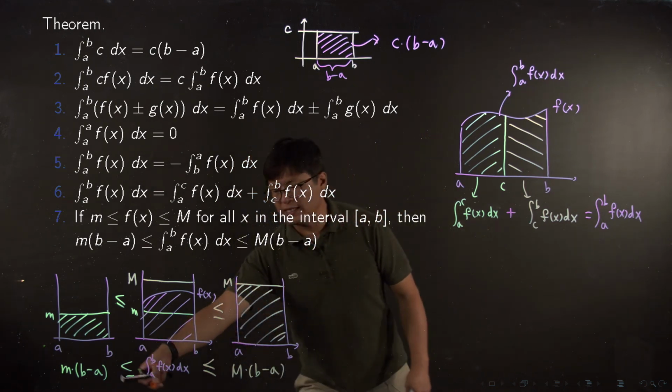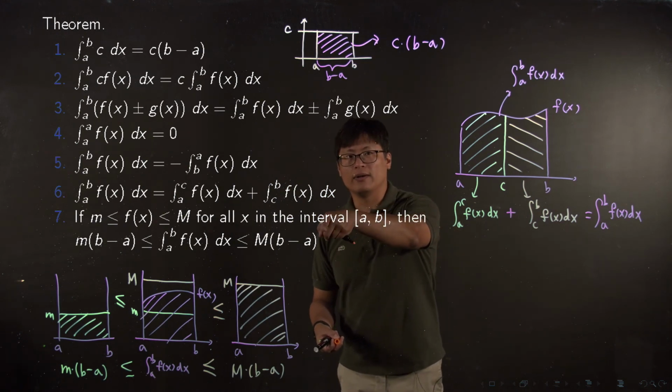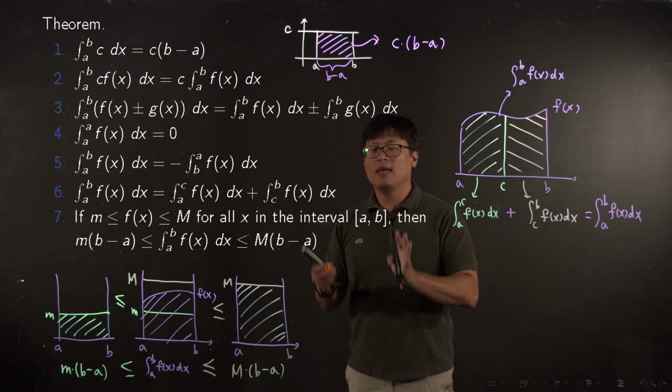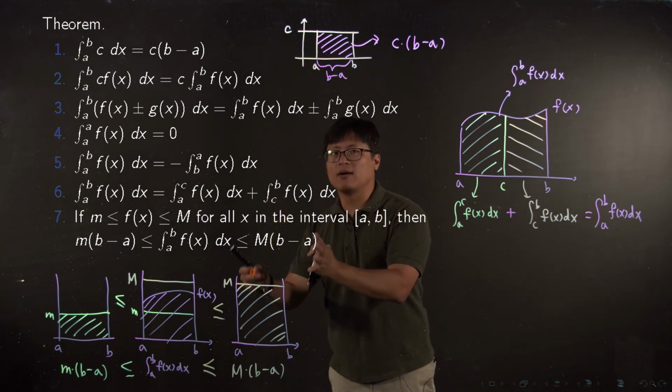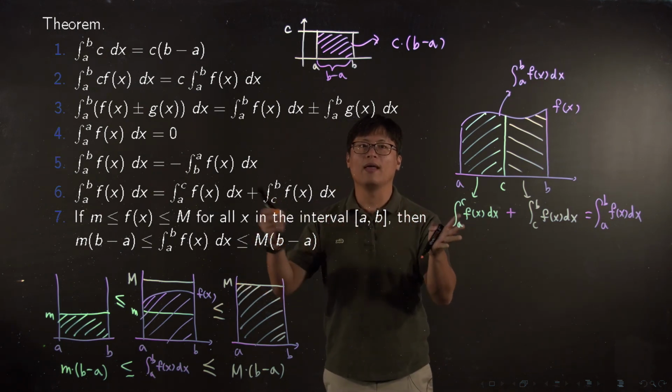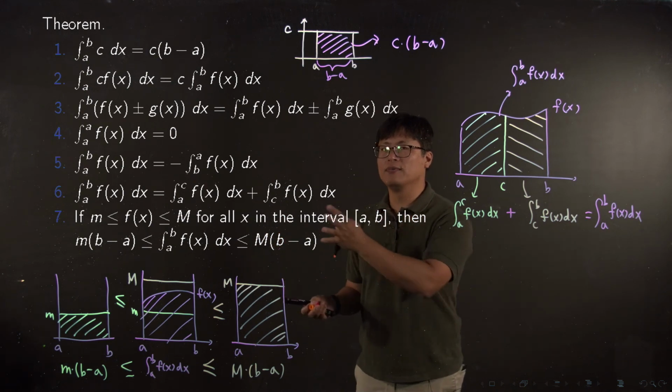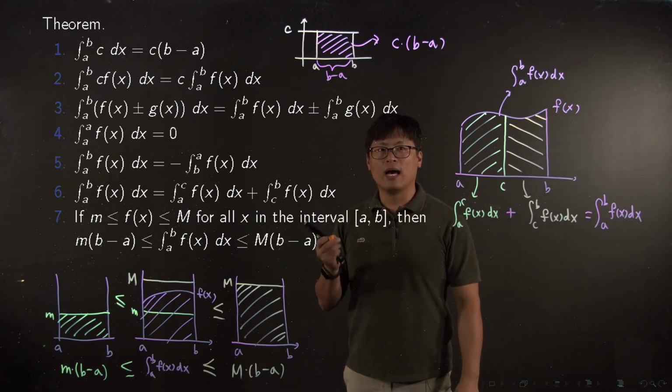Look at that. That statement is over there in number 7. Again, if your function f has an upper bound and lower bound, then the integral of your function will have an upper bound and lower bound. That is the meaning of the number 7 property. So now let me give you a couple more examples.